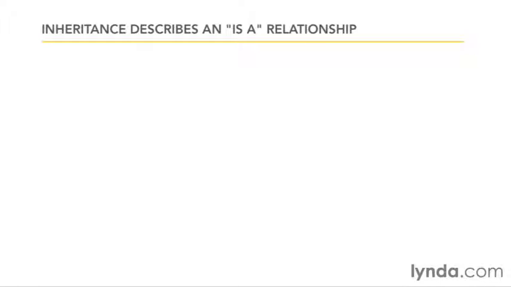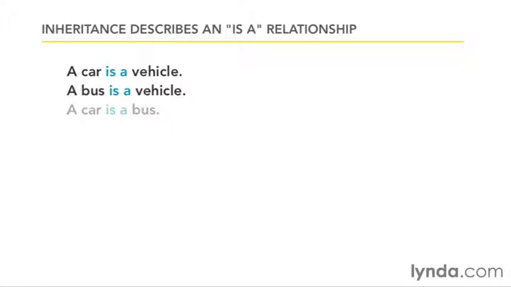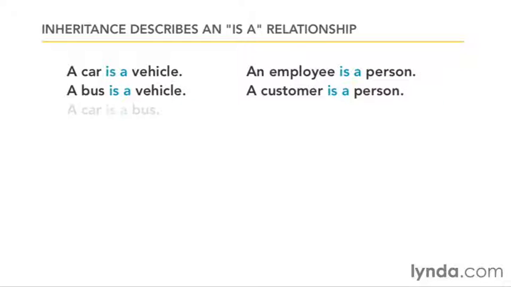So could you say something like, a car is a vehicle? Well, yes. How about a bus is a vehicle? Well, yes, that makes sense too. But what about a car is a bus? Well, no, you wouldn't say that. You would say something like, an employee is a person, or a customer is a person. Those make sense, but a customer is a shopping cart does not.